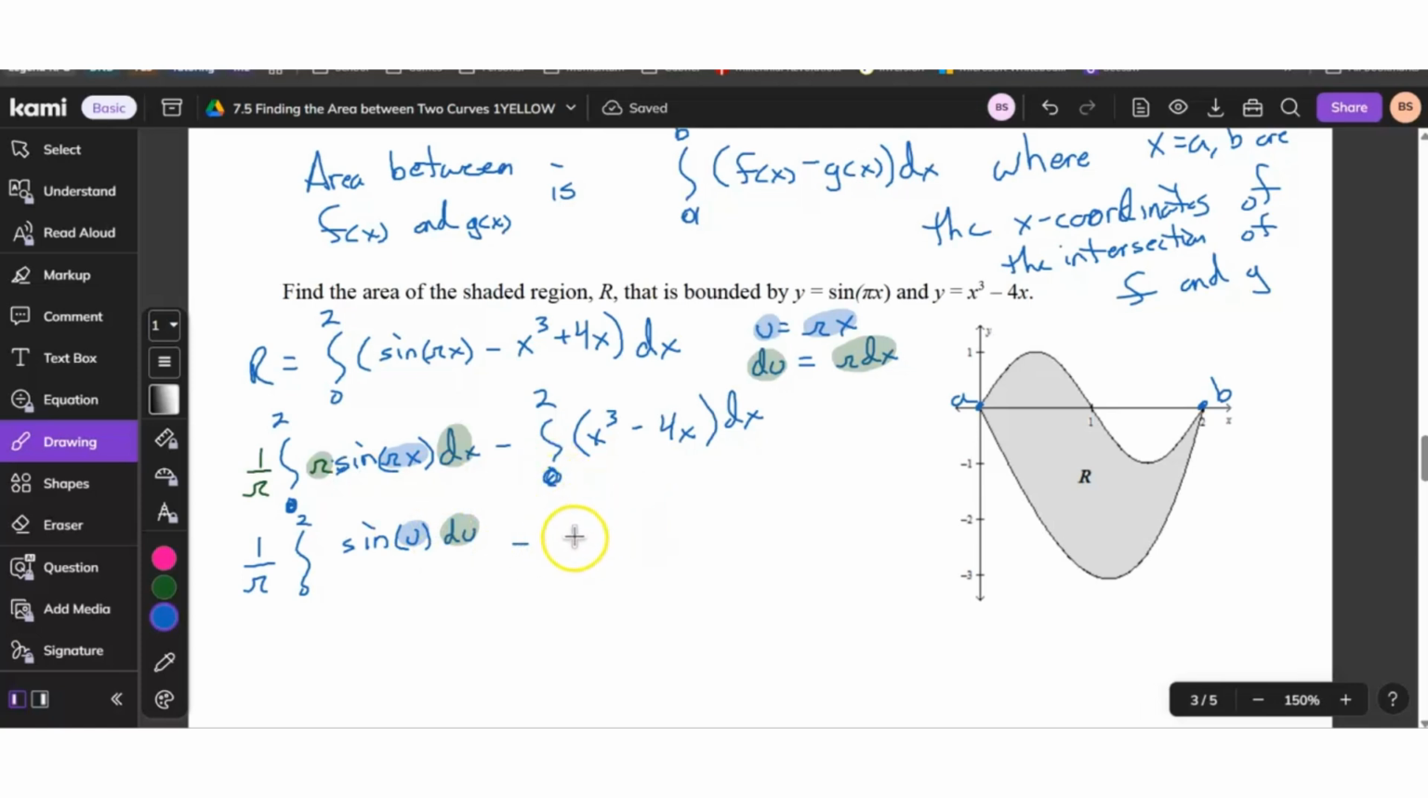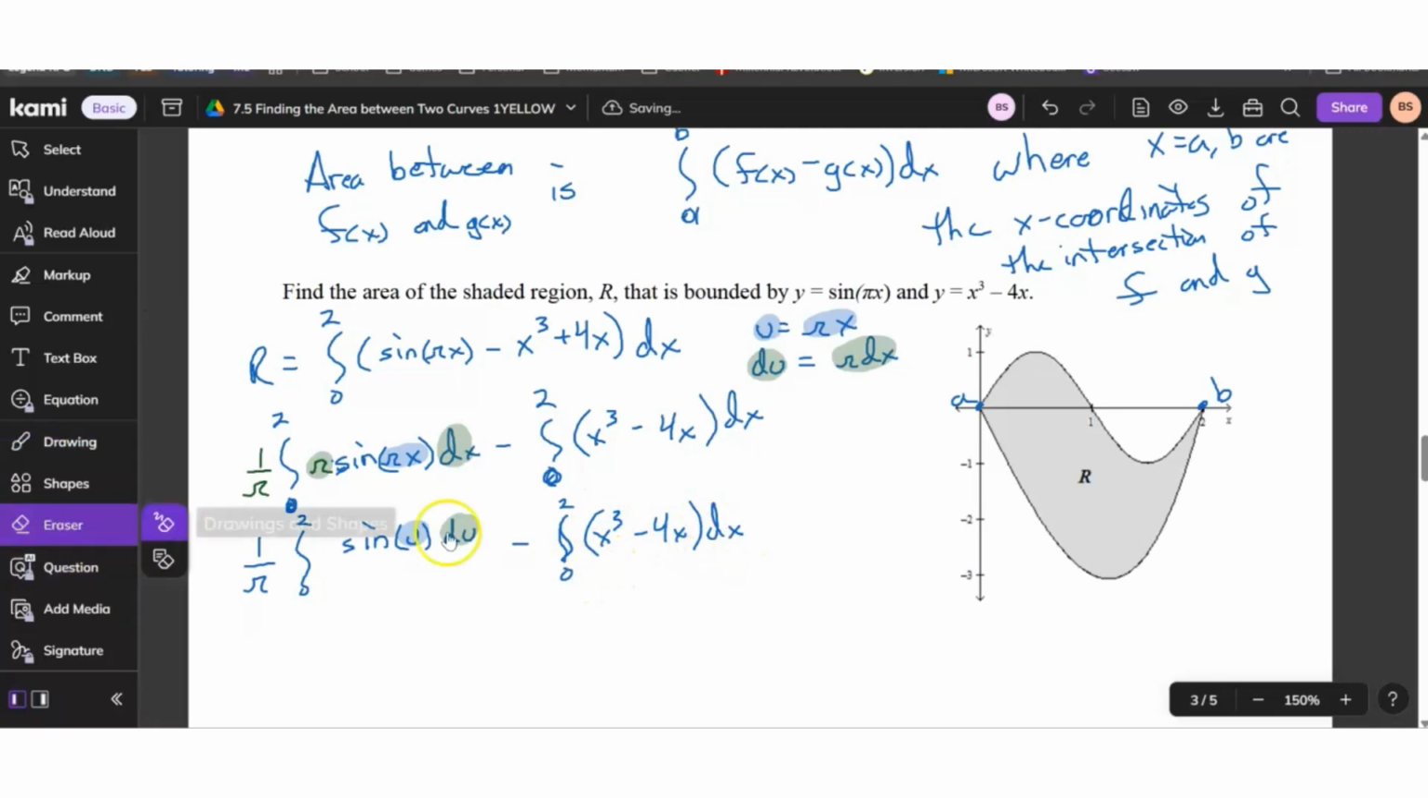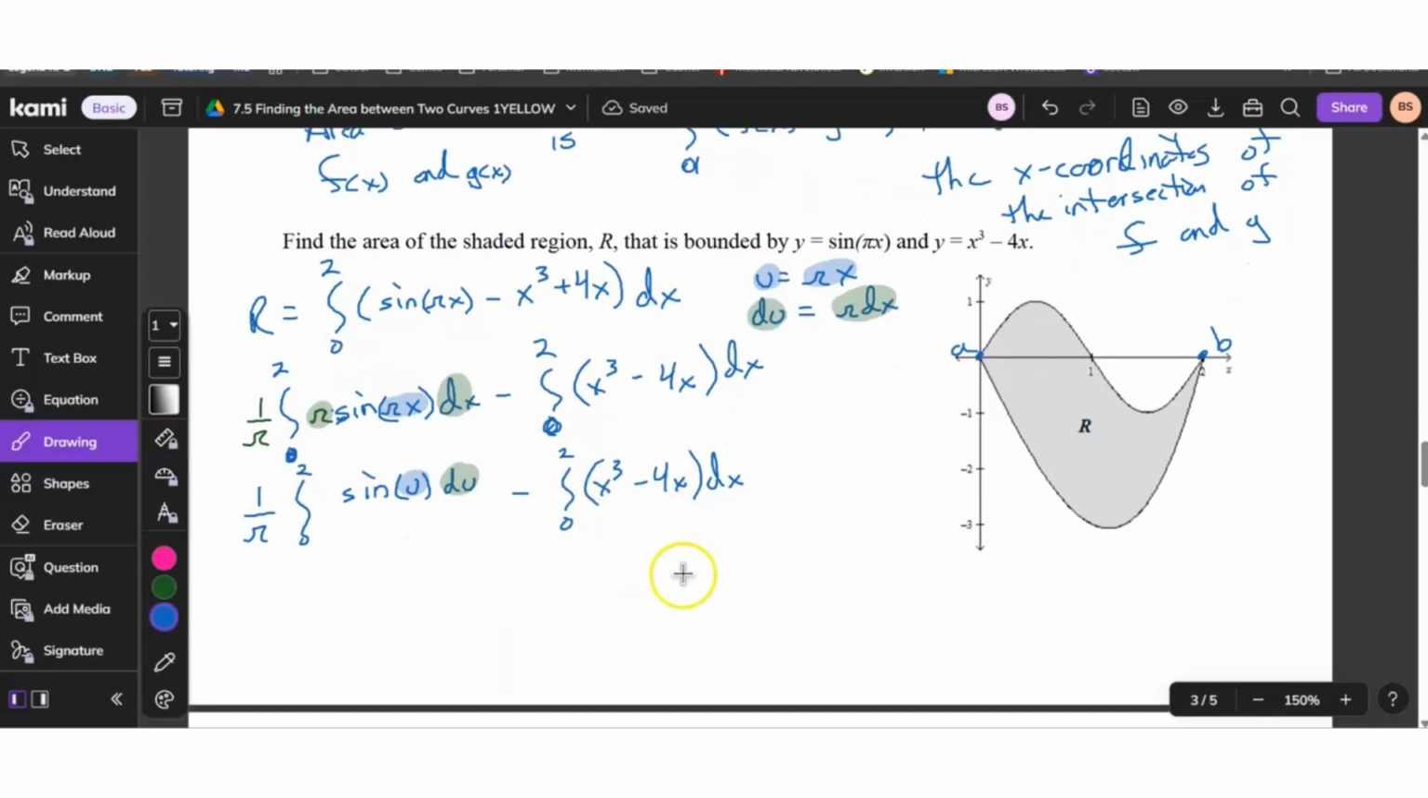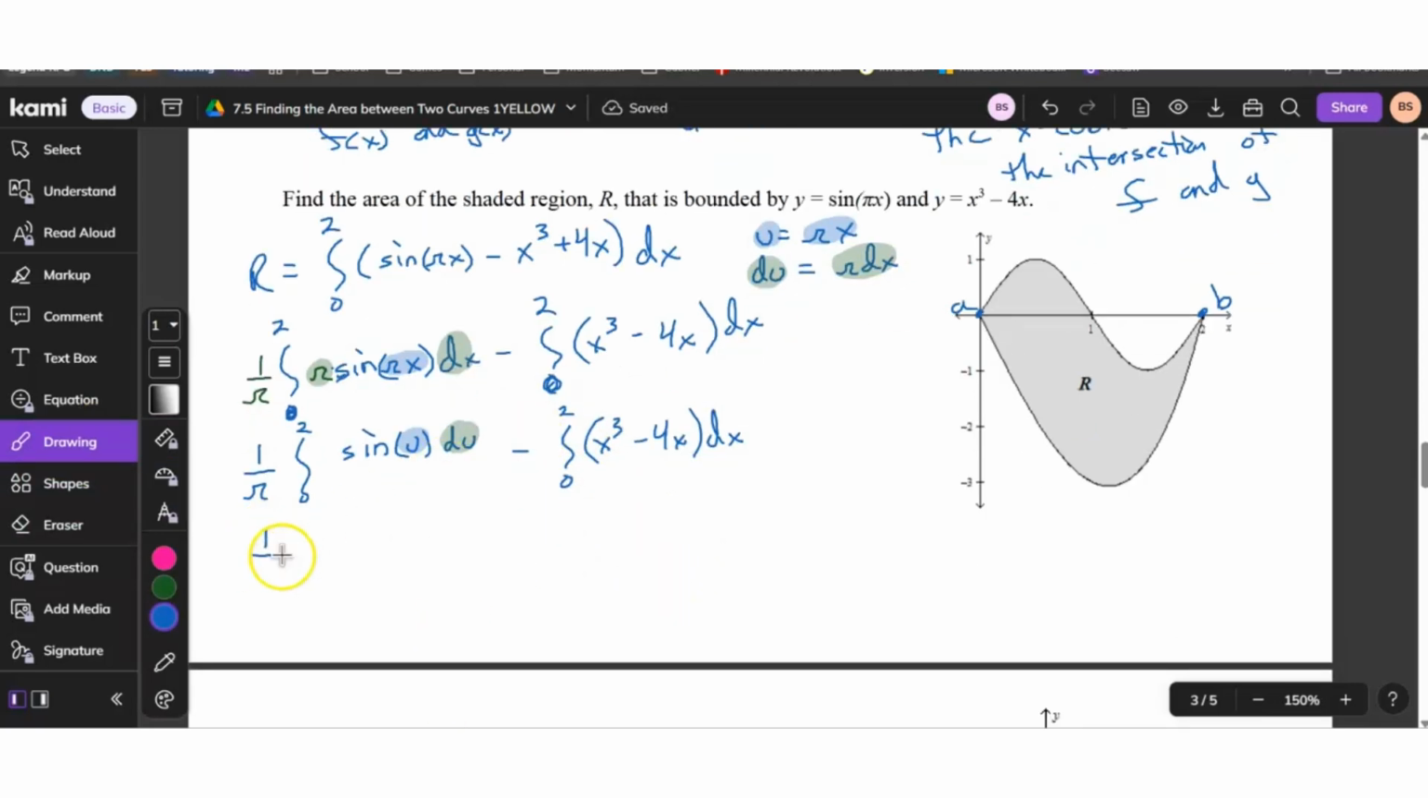Okay, so minus the integral from 0, that's a terrible integral sign, but oh well, of x cubed minus 4x dx. And now can I integrate both of these? I deleted the prettier one. Yes, I can. So this is going to be 1 over pi of negative cosine. And instead of writing u, I can undo the u, right? So what is it? The u is pi x. So I'm just going to put that pi x back in there. And I evaluate that one from 2 to 0.